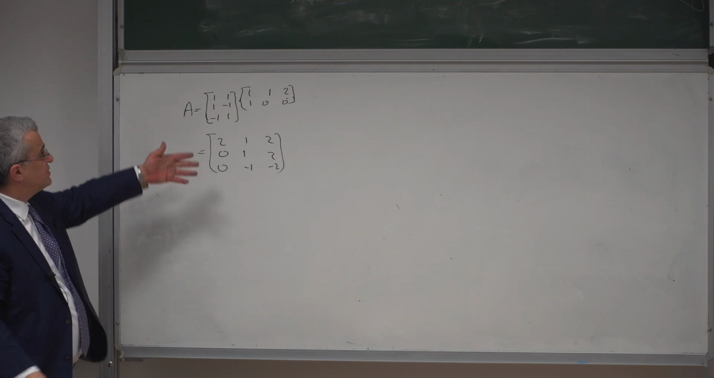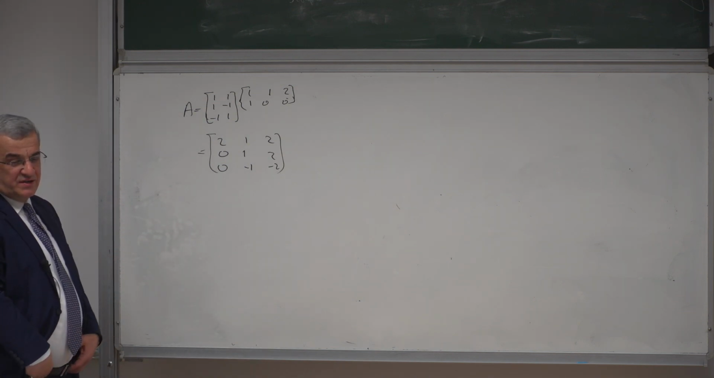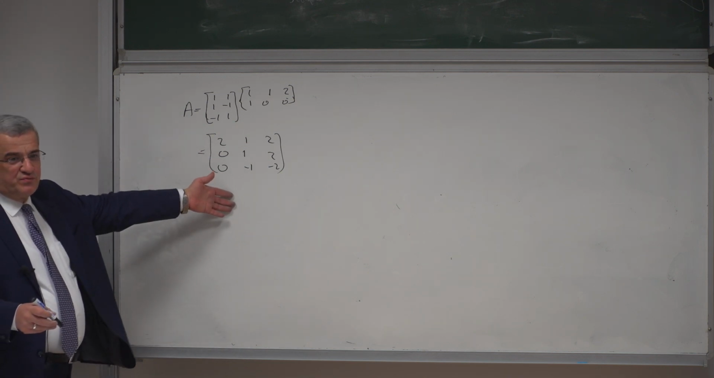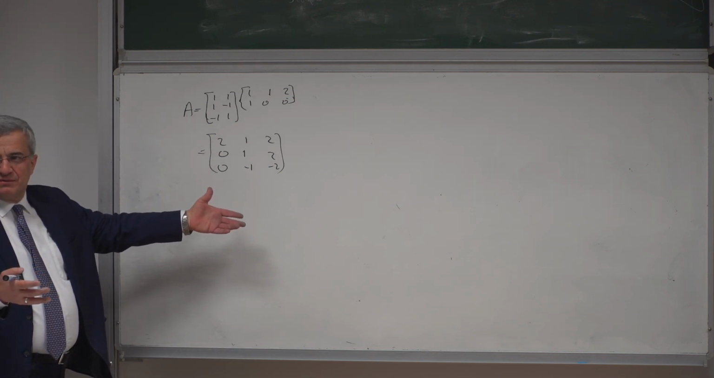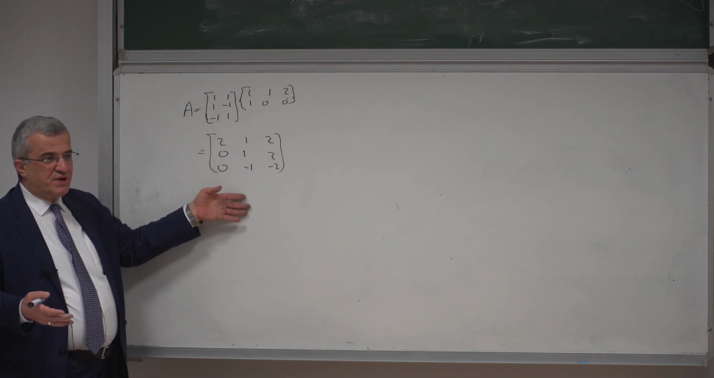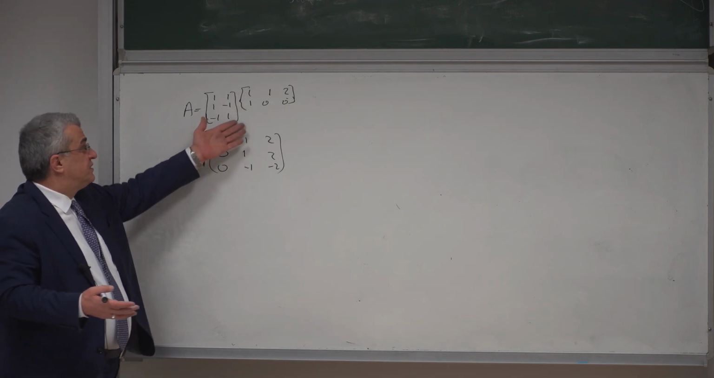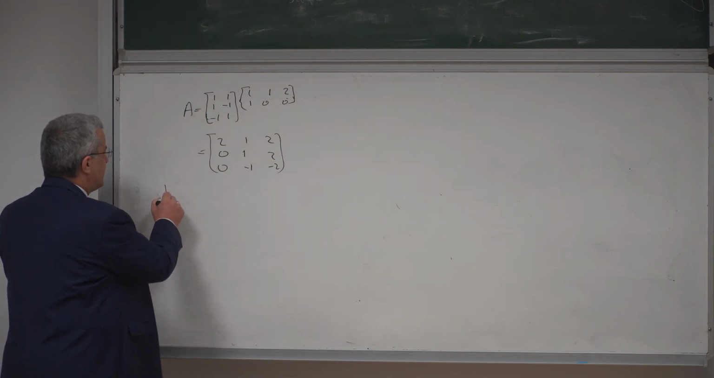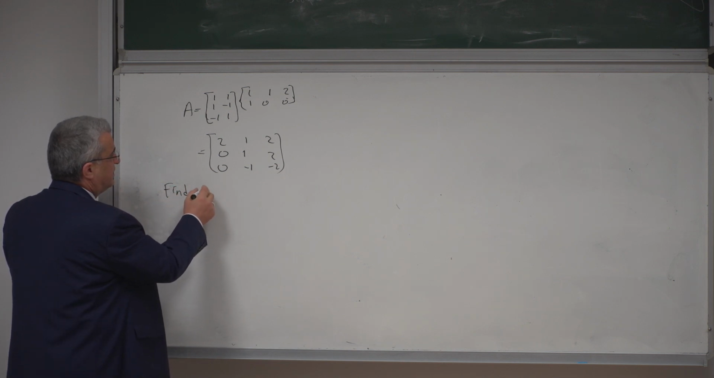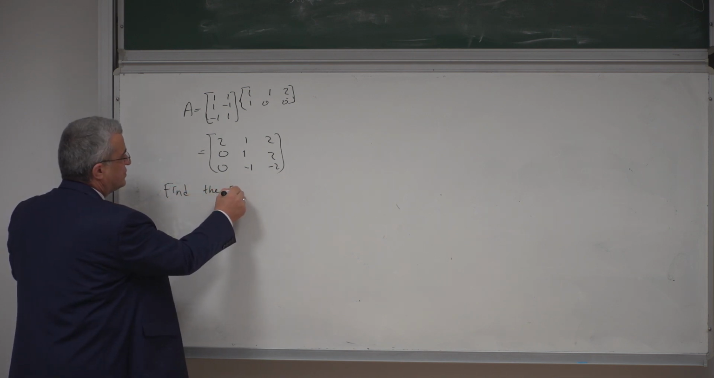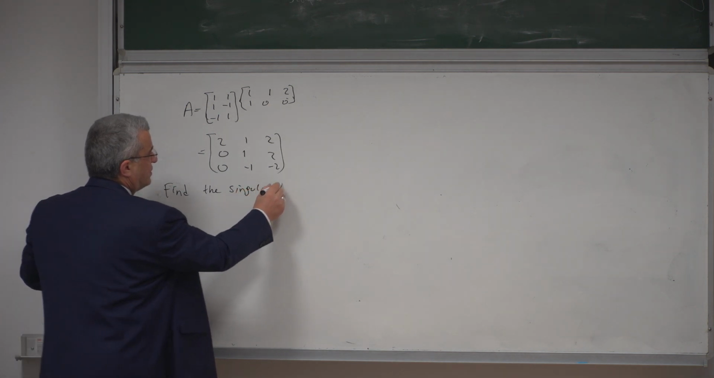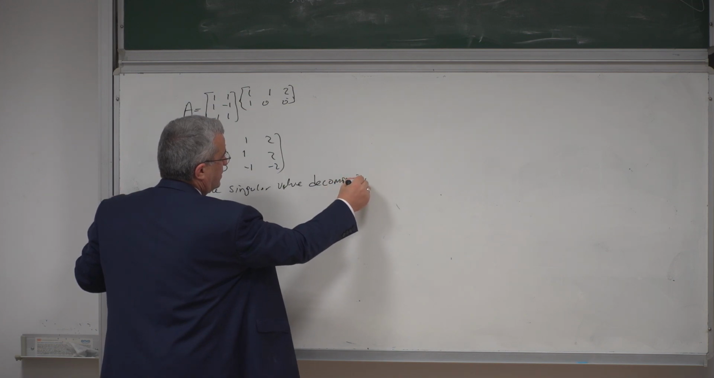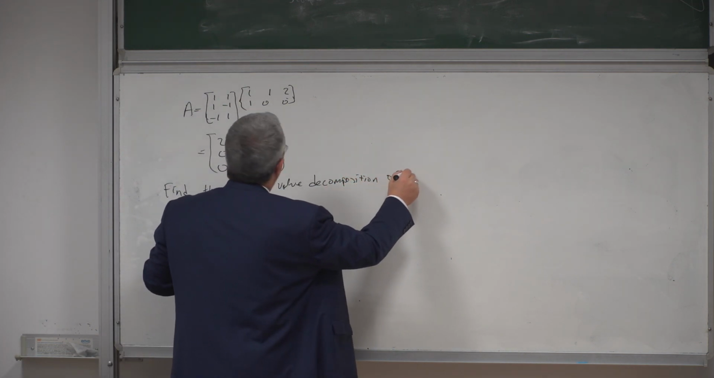I want to make sure that the rank here is 2, so it doesn't have full rank. If I start from here, it is difficult to organize the rank. But if we write it as a multiplication of 2 matrices, you know that it cannot have rank more than 2. Okay? So find the singular value decomposition of A.